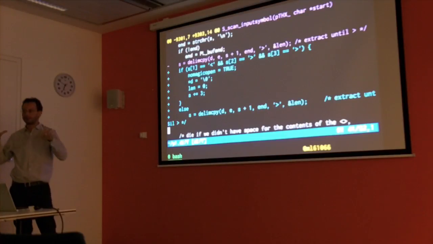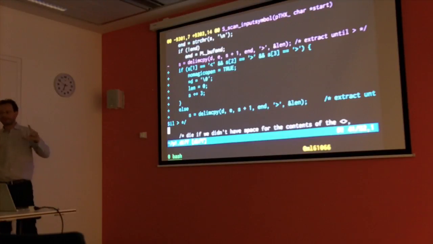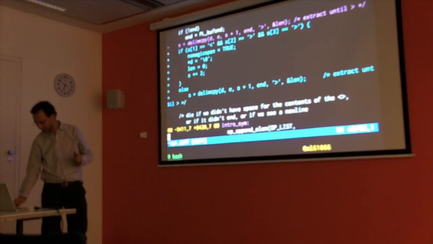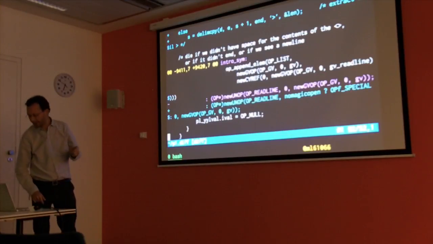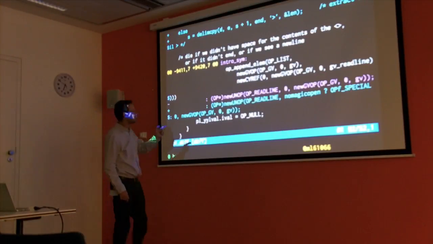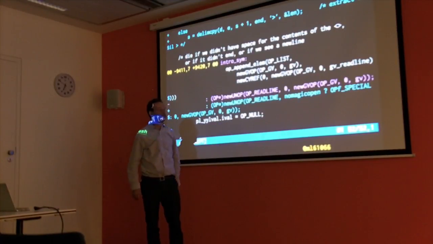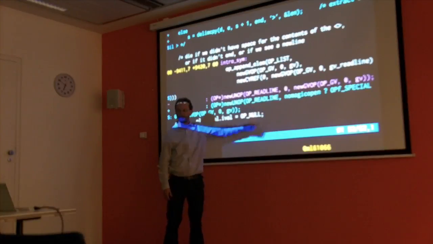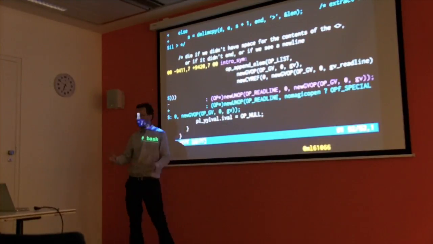But here I'm not interested in any kind of name between the angle brackets. I just want less than, greater than. Then I continue. And at the end of that patch, there is one line that creates, in the internal runtime structure of Perl, the operation read line, which is a unary operation because it's a unary operator.